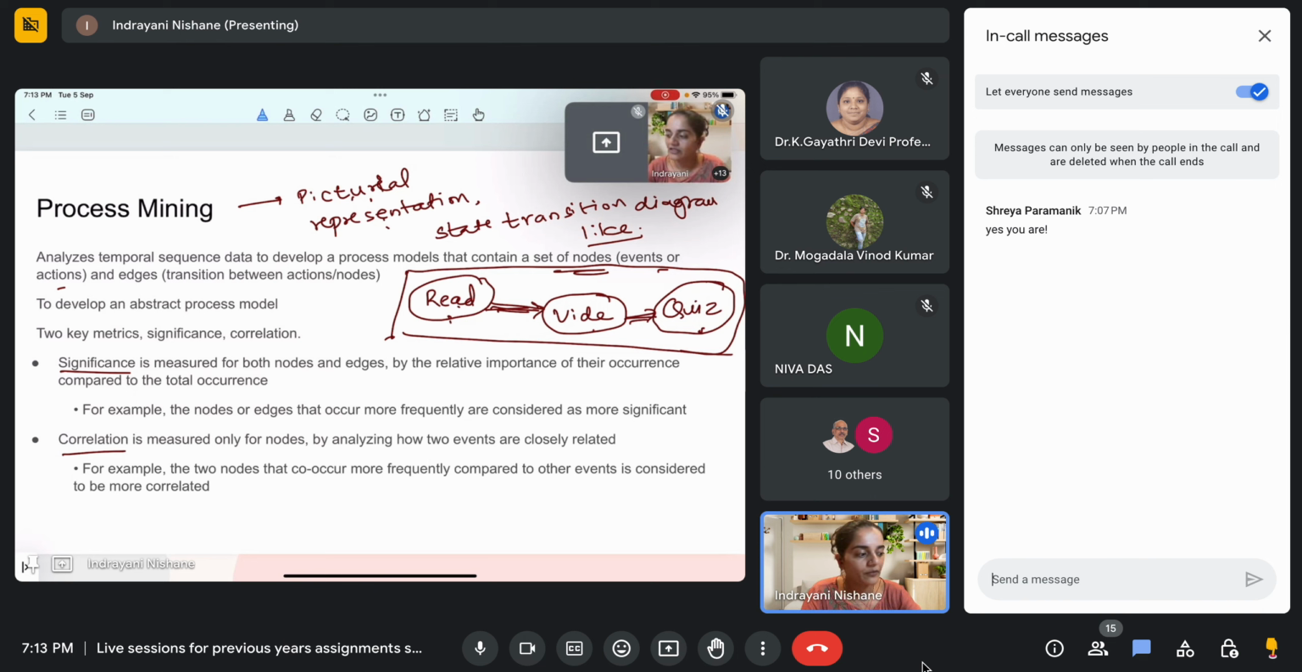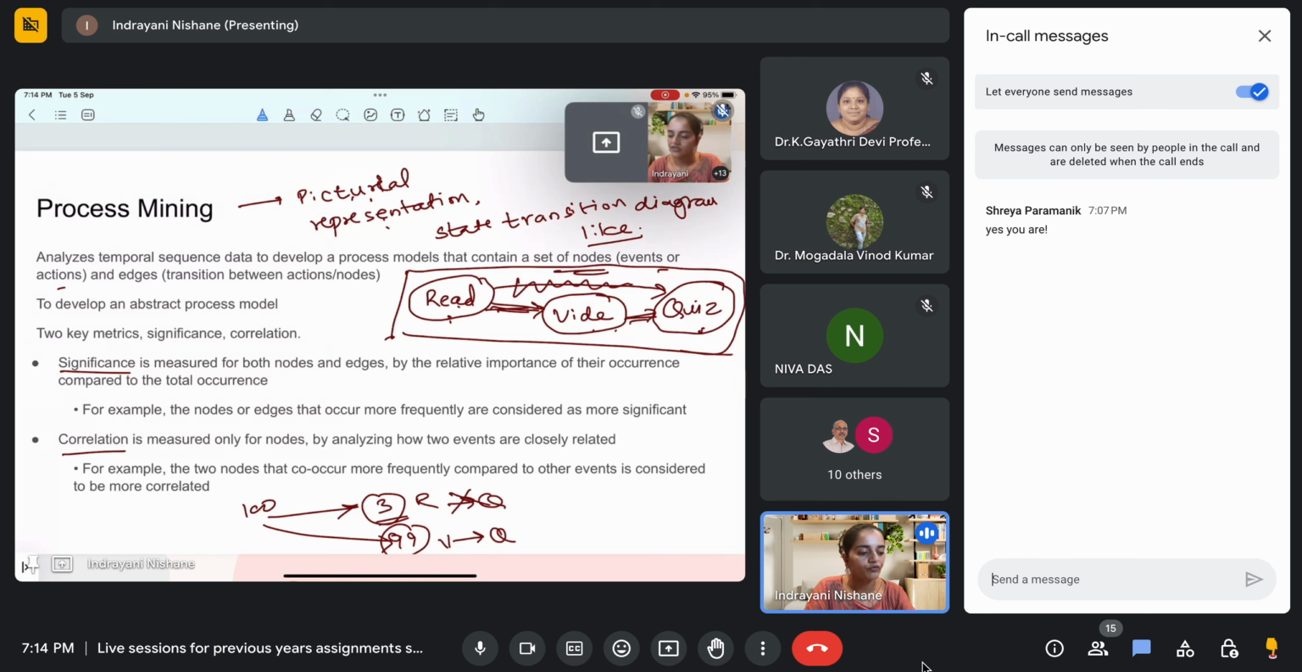So say, for example, some of the students are going to the quiz after reading the text, right? But out of 100 students, only 3 students went from read to quiz, and the rest of the 99 went from video to quiz. So this is really a small number compared to 99. So we will drop this edge and we will not include it in the visual representation.